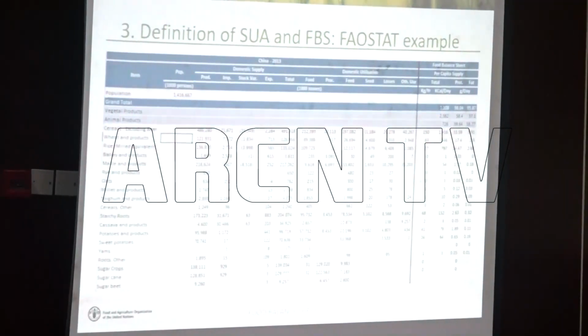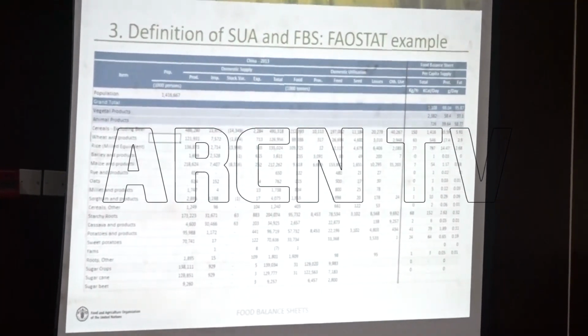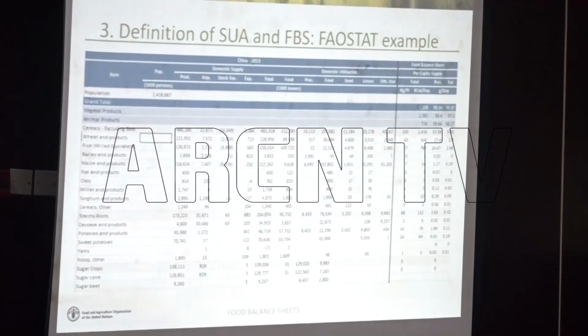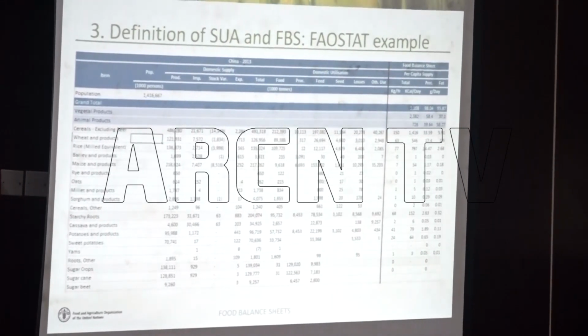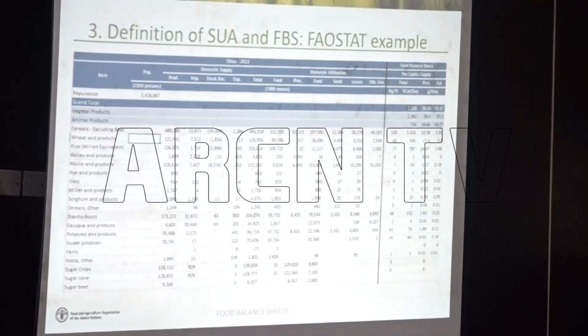What you produce, you can see animal products, cereal. You can see the production, you can see the import, you can see the stock variation, the one that is exported, and then you add them together, you have your total. Look at your losses, other uses. So when you subtract this from this, you have your food balance sheet.